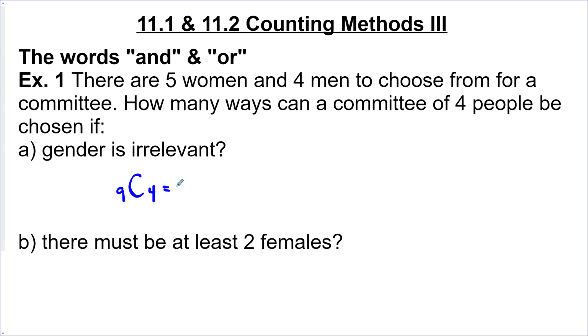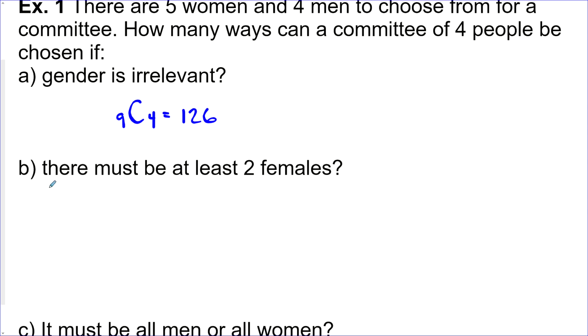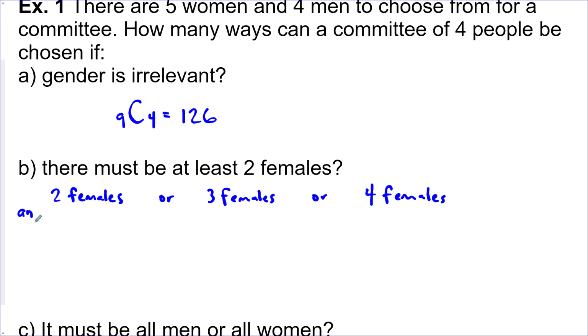And this is just the most basic question. As a review, it's just 126. What if there must be at least 2 females? So if it says at least, then we could have 2 females, or we could have 3 females, or we could have 4 females. And that would be all 4 females and fill up this committee. So if we have 2 females, we must have 2 males to fill up this committee. So 2 females and 2 males.